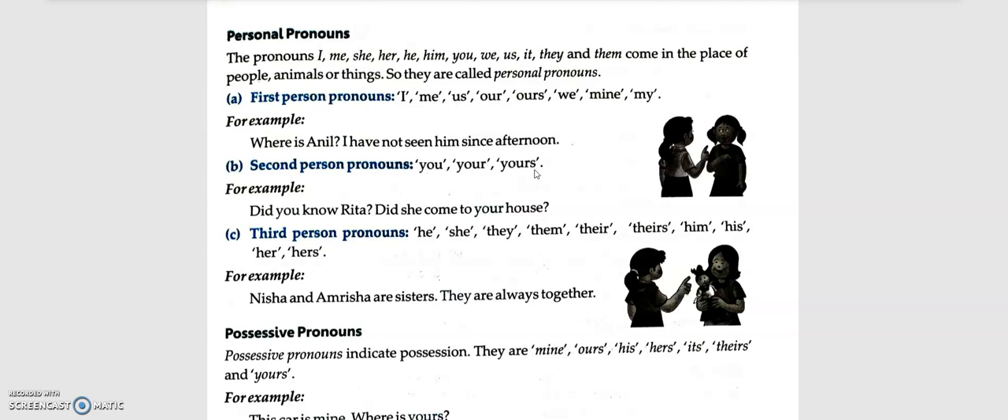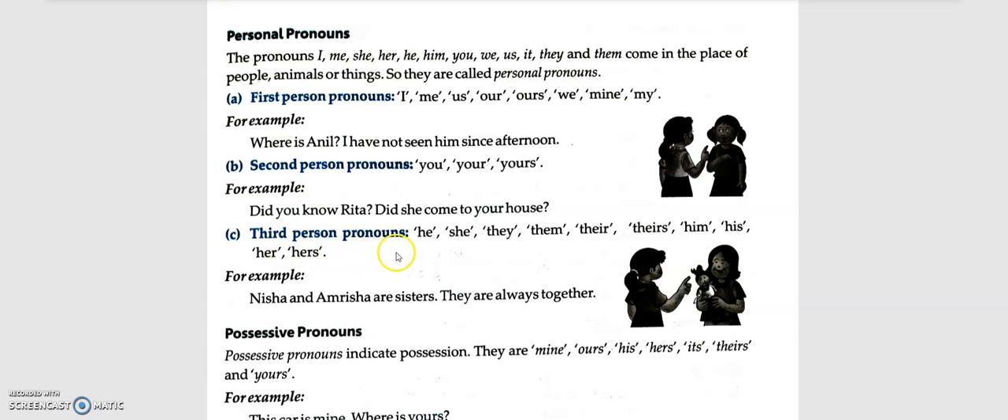Now second person pronouns, we have you, your, yours. Second person pronouns when there is somebody else also. Okay, we are talking to somebody. Did you know Rita? Did she come to your house? You see, so there is another person who we are talking about. That is why we have the you.